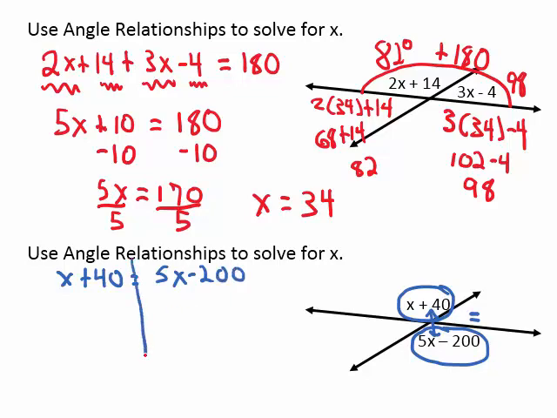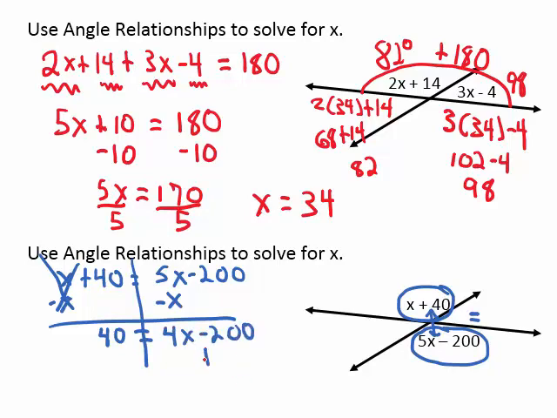Since we have x's on both sides of the equal sign, we're going to solve that by getting rid of one of the x's on one of the sides. I'm going to choose the smaller amount of x's, so I'm going to subtract x from both sides to get rid of that x on the left-hand side. This leaves me with 40 is equal to 5x minus x is 4x minus 200. I can then add 200 to both sides, giving me 240 is equal to 4x. And then divide both sides by 4, giving me x is equal to 60.